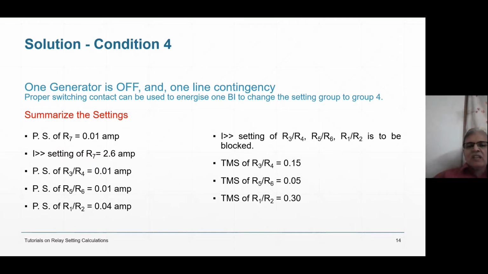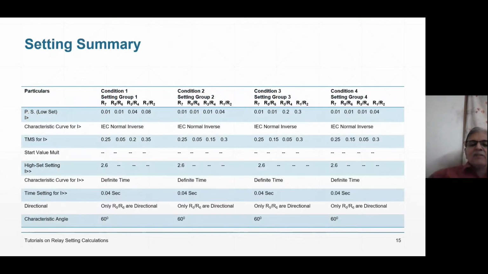Similarly, the time settings, right? And all these settings I can summarize, which I had summarized in the earlier case. One condition, second condition, third condition, fourth condition: plug setting, characteristic curve, TMS, start value multiplier, high set I double greater than, characteristic curve that is being used, time setting for I double greater than, directional feature for which relays you want and for which you do not want, and characteristic angle. You can go through this. You can try all this for yourself. I only summarized. You can calculate physically and check whether what I have calculated is correct or not.